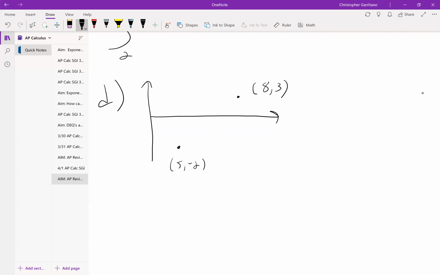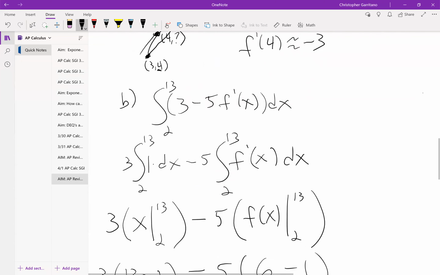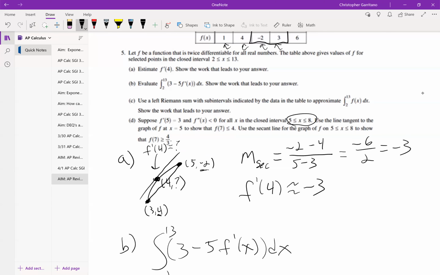And remember, we were told that the second derivative is negative over this entire interval. So I have to connect these dots with something that looks concave down. And there we have it. Let's draw a bigger point just to help myself out. So this is what the diagram looks like. I now am asked to use the fact. So I want to use the tangent line to the graph of f at x equals 5 to show that f of 7 is less than or equal to 4. And remember, we're told that f prime of 5 is equal to 3.